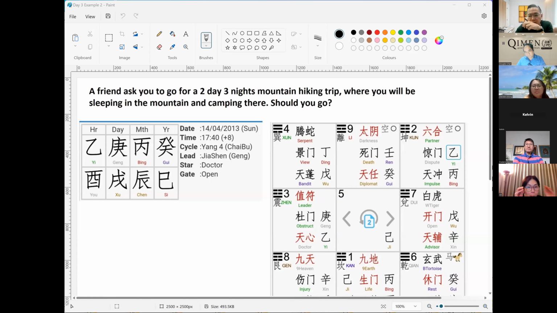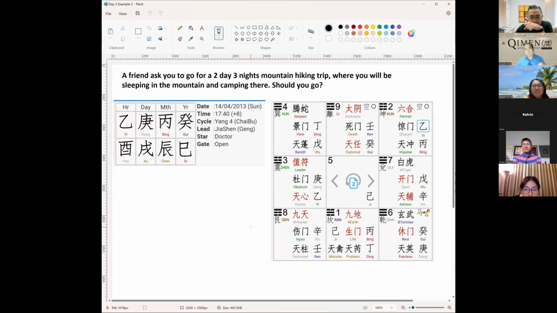Interesting trip, huh? Sometimes a lot of my students ask me this question. You want to go on a trip to Japan, or a trip to the Himalayas. Then they ask me, can they go or not? They plot a chart, and then you'll see, because sometimes you can avoid certain potential mishaps or accidents.